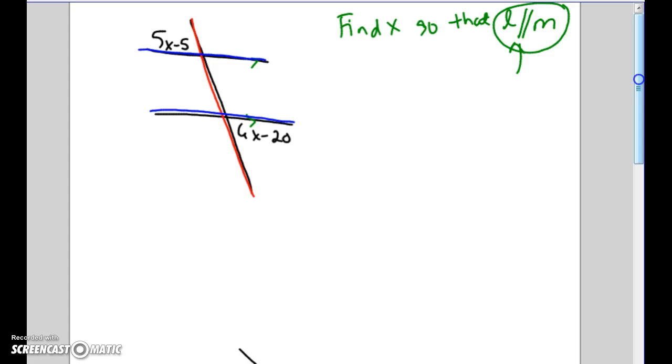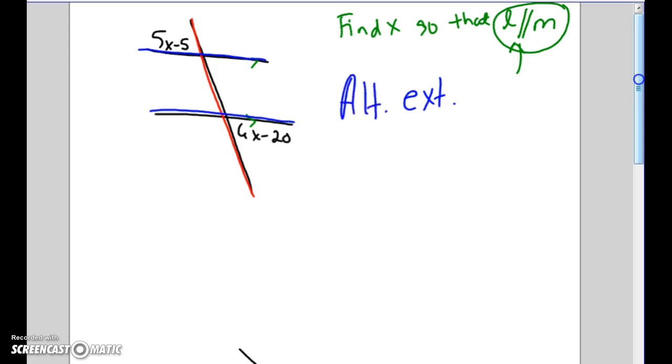Outside. What's the word for outside? Exterior. Very good. And they're not consecutive. Are they on the same side or different sides? Different. What's that called? Alternate. Very good. Now, I want you to pull out your foldable from yesterday.